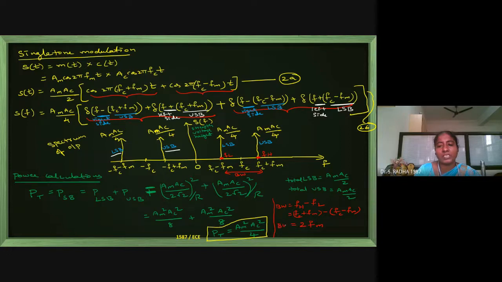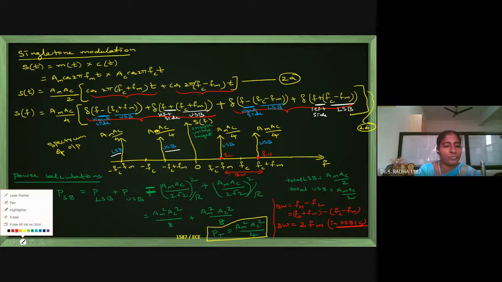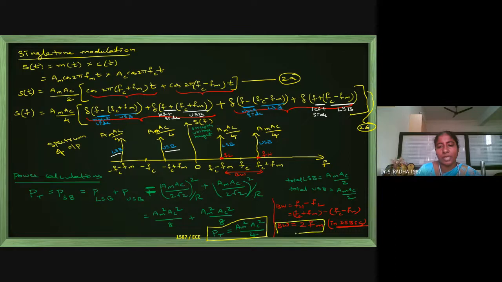In DSBSC also the bandwidth is 2 fm. In AM as well as DSBSC, bandwidth is 2 fm. These are the derivations we have done. Bandwidth is 2 fm and total power is Ac square Am square divided by 4.